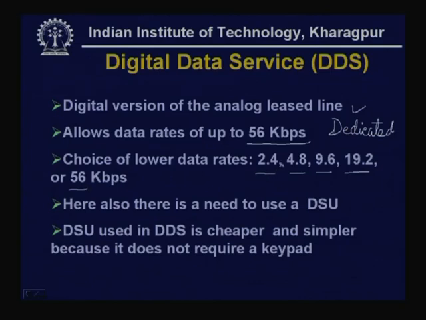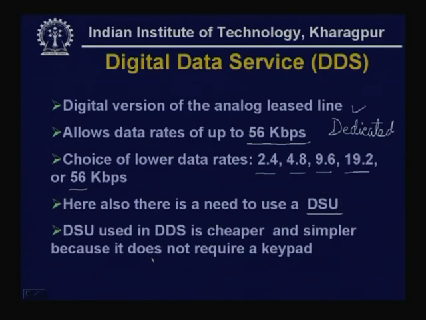Since it is available all the time, you can make use of the bandwidth by scheduling the data all the time. However, as your need grows, you can keep on increasing from 2.4 kilobits per second to 56 kilobits per second. Of course, here also there is a need for a digital service unit. You do not require a modem, but you will require a digital service unit.